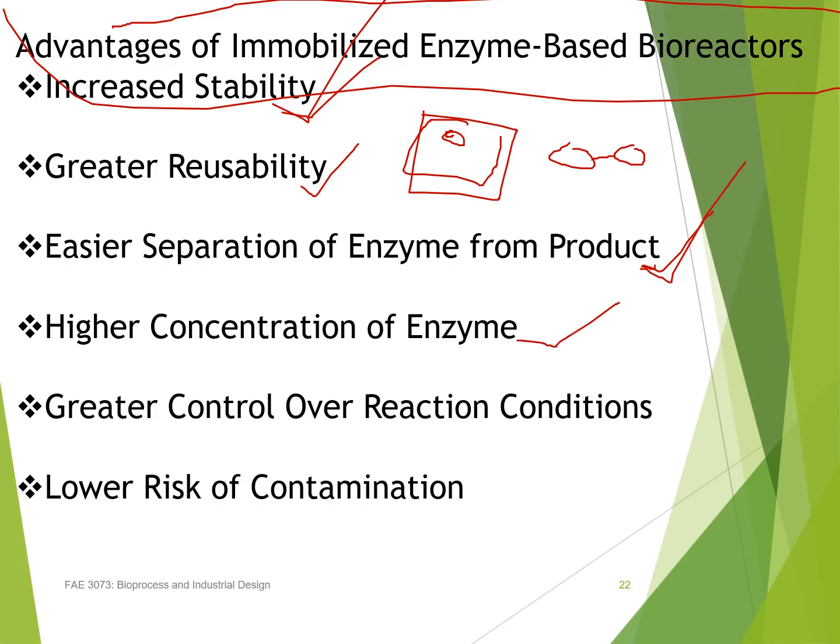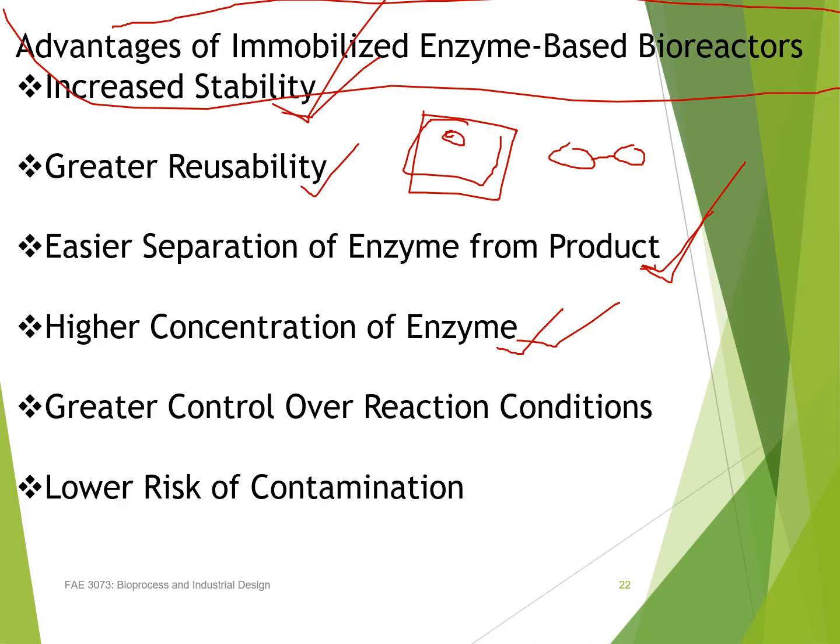Okay, higher concentration of enzyme. Why higher concentration of enzyme compared to free enzyme? Because the rate and efficiency of it can be controlled. Because you can use a higher concentration of enzyme compared to free enzyme. So, for example, if you are using a packed bed, the enzyme is packed in one bag.